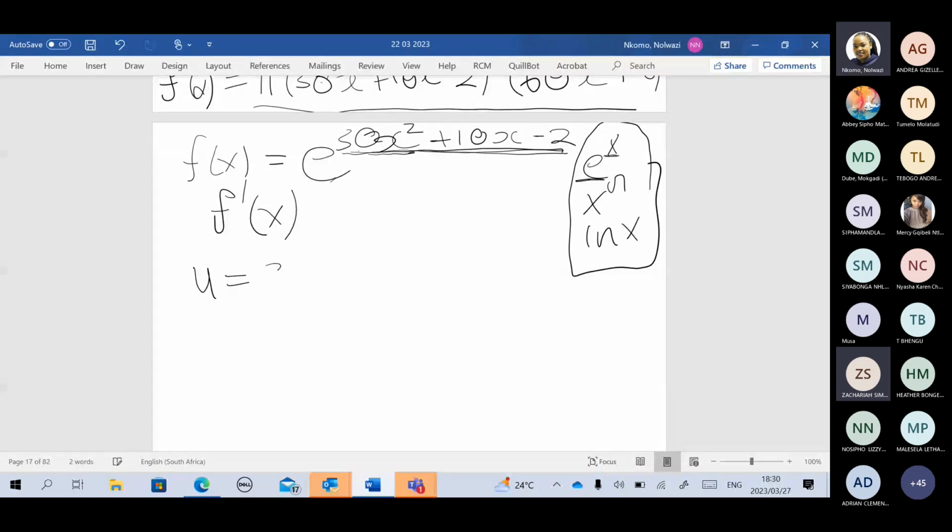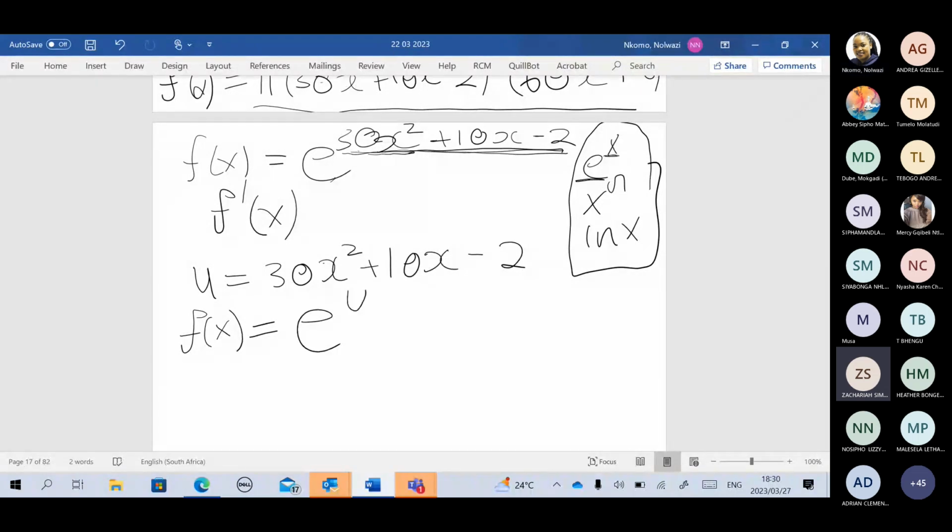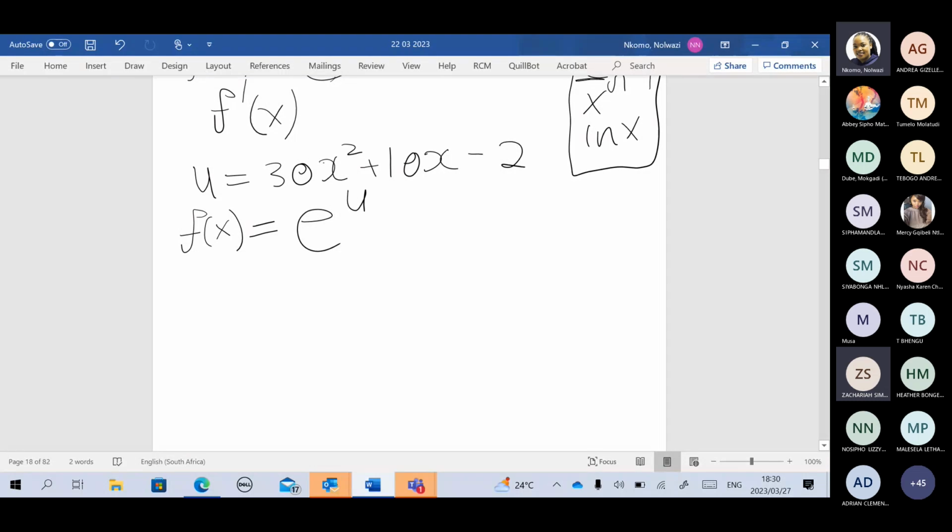And we said if we have something like this, we need to use a chain rule. Chain rule says f prime at x is equal to the derivative of the outer function. The outer function is the derivative of f with respect to U, right? Times the inner function is U. So we have the derivative of U with respect to x, right?